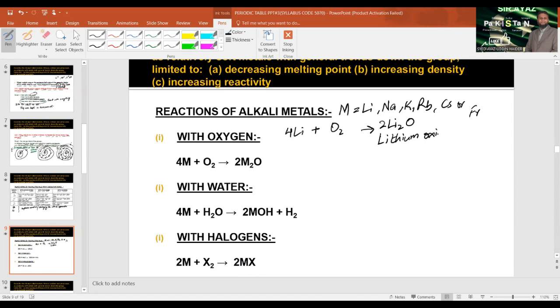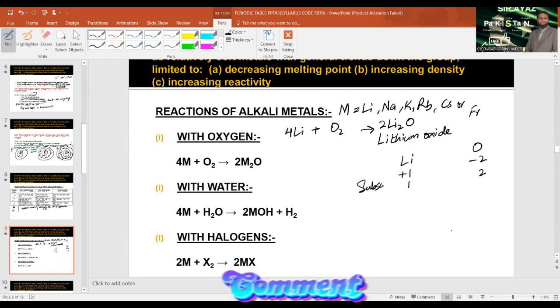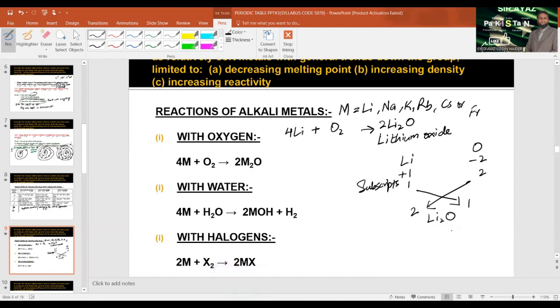Recall the concept of valency. Lithium is in group 1, so the valency of group 1 will be +1. Oxygen is in group 6. The valency of group 6 is -2. Ignore the charges: 1, 2. Now these will be subscripts. Subscripts will be exchanged. So you get Li2O. In this way, you'll get the formula Li2O, lithium oxide.